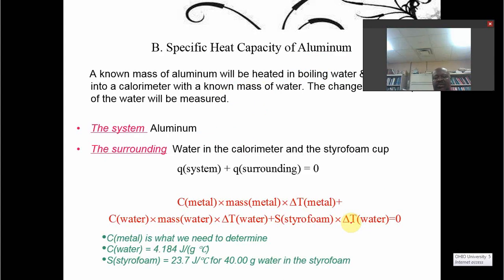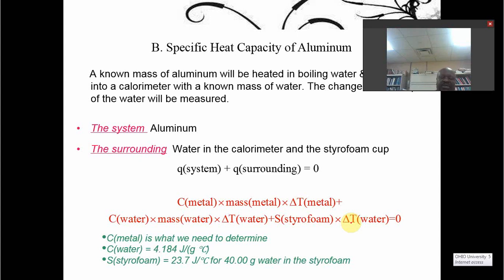Now to the aluminum. How are we going to do the aluminum? The aluminum is a system. What we're going to do is put an aluminum block in a test tube, then heat it to 100 degrees. We'll know the mass of that aluminum, and then we're going to take it and put it in our calorimeter with a known amount of water, 40 grams or thereabouts.